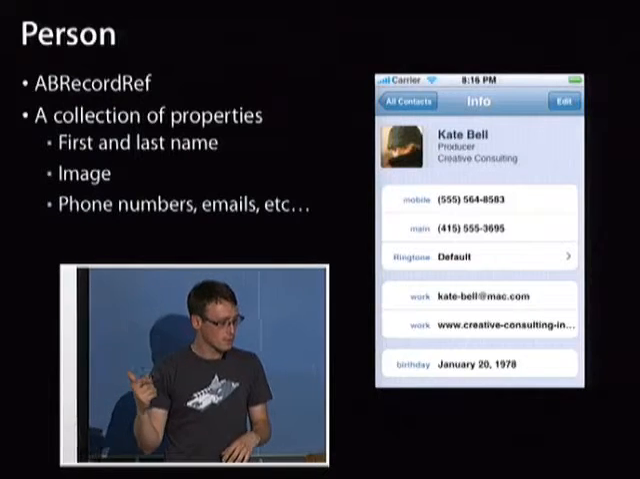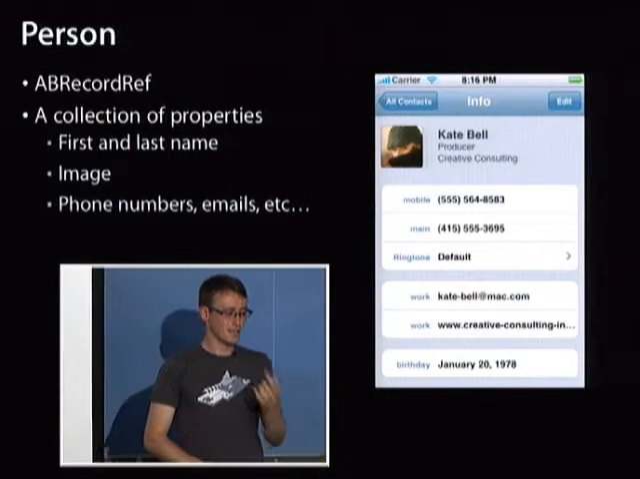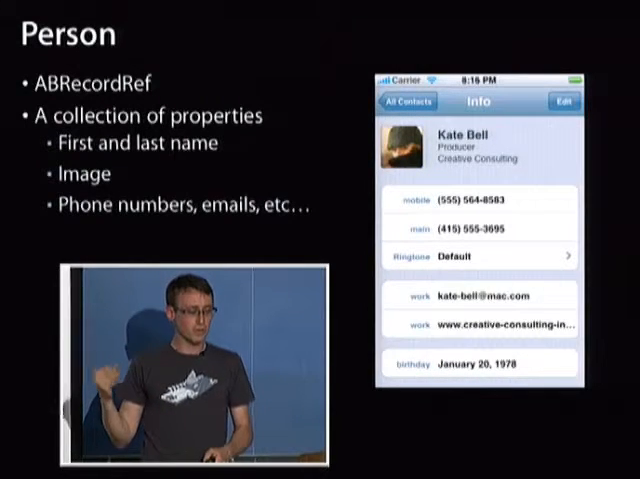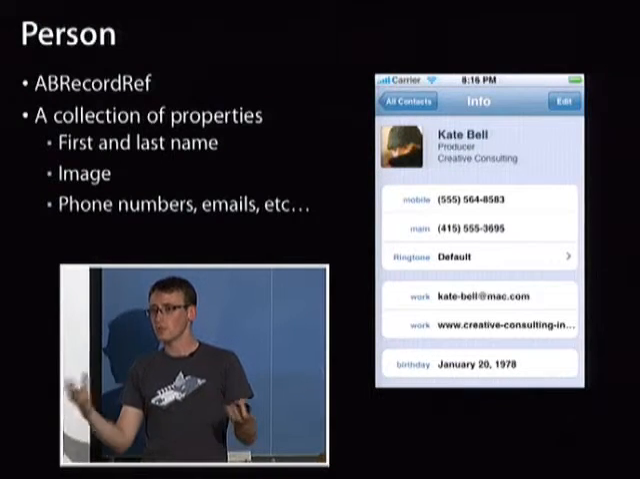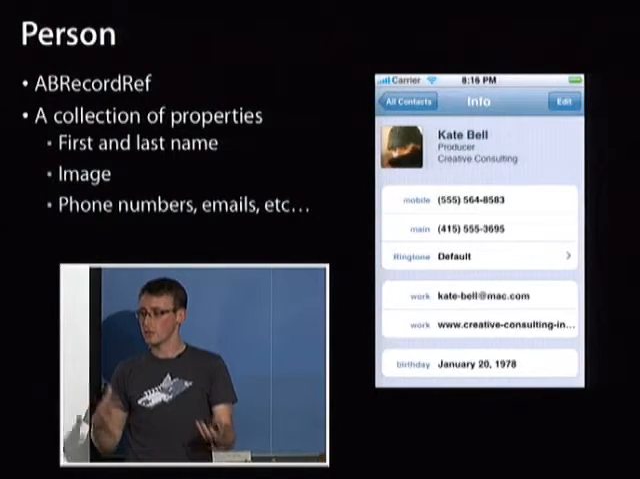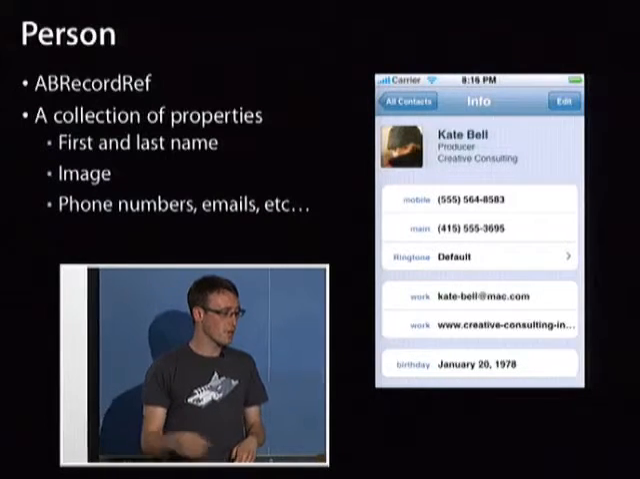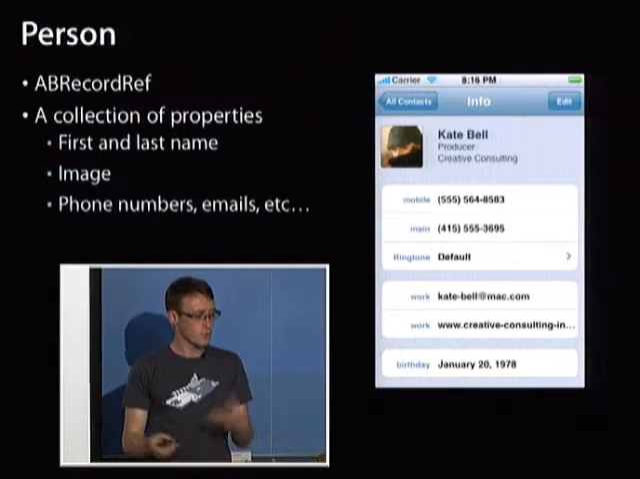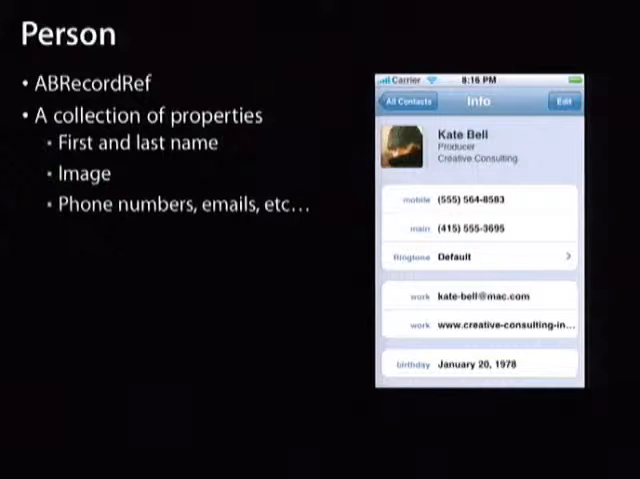You can see on the left a card as you would see it on the phone. And as you can notice, it has a number of properties. Any record, any address book record, is essentially a collection of property values. In this case, we have first name, last name, job title, an image, some phone numbers, et cetera. So let's take a look at those properties.